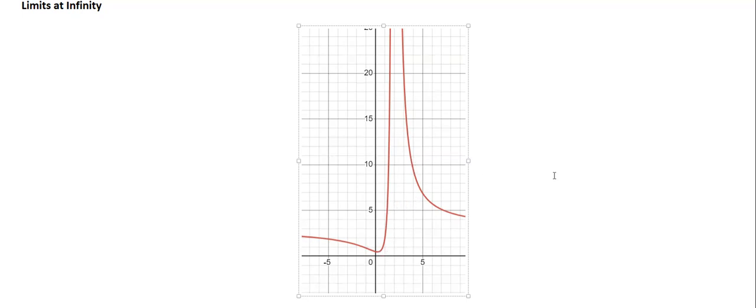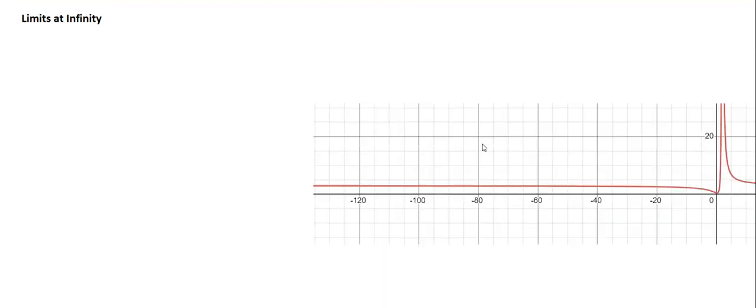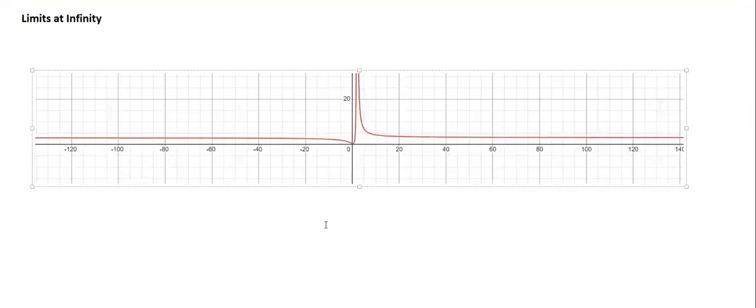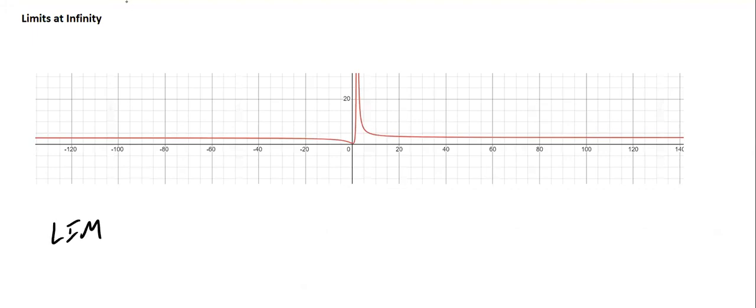That's not what we're talking about now. Now, what we're talking about is something like this. We're talking about a limit of a function, and let me write this here. The limit of a function f of x, as x approaches plus or minus infinity. Right now, I'm going to just talk about infinity, which means that we're going this way. We're looking at what happens to the value of this function as x gets larger and larger and larger.